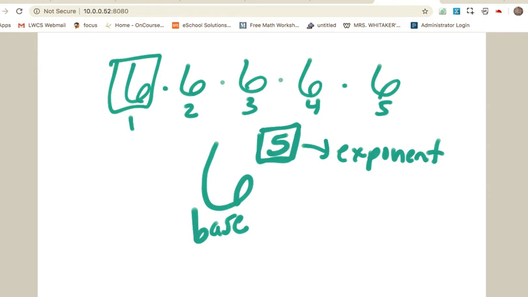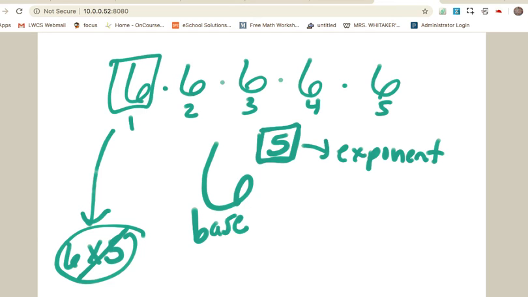Remember again, this right here is not 6 times 5. Definitely not that. Because remember, that would be repeated addition. And I do not see addition. I see multiplication. Also, for your quiz today, your Google Form quiz that you're supposed to take after you practice, after you're watching this video, they may show like a star in between, which can also mean multiplication.